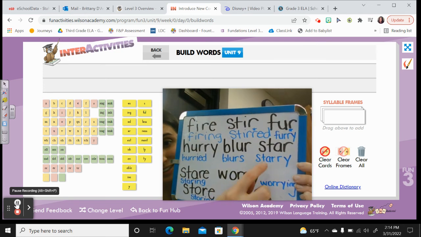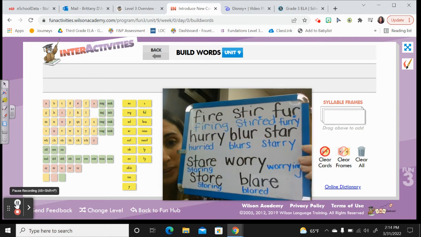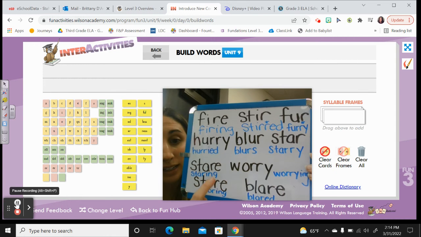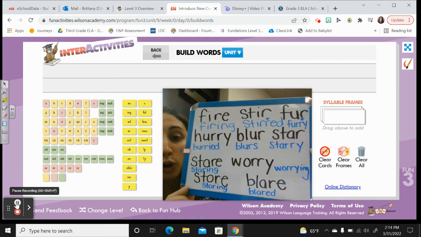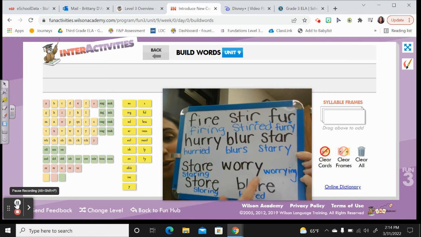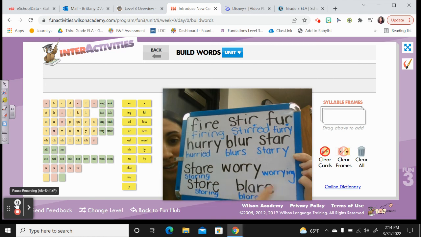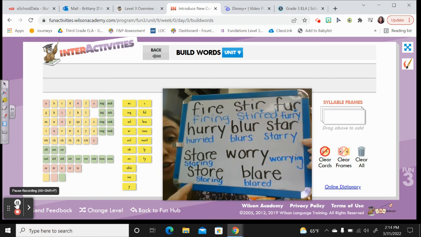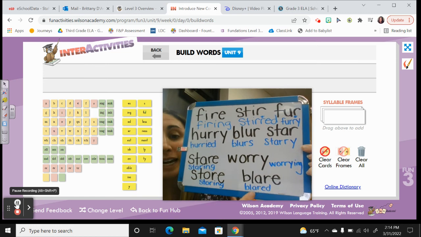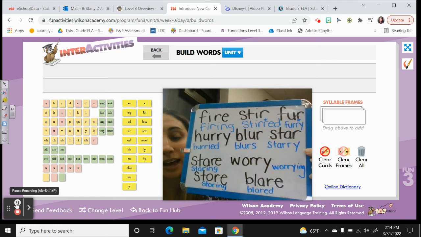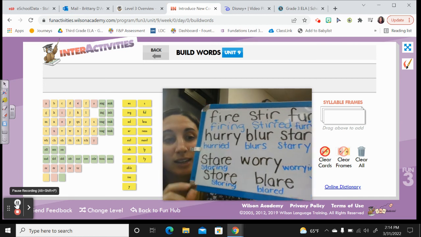Starry, it's a 111 word. I doubled that R and added my vowel suffix Y. I did staring, dropped the E before attaching a vowel suffix. Worrying, I didn't change the Y to an I this time because you don't want two I's in a row. I did storing, dropped the E. And I did blared, dropped the E and added ED. All right, good work with that.